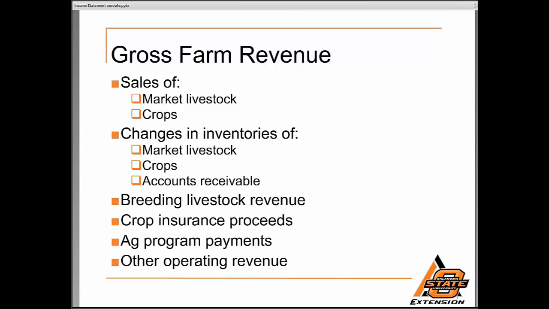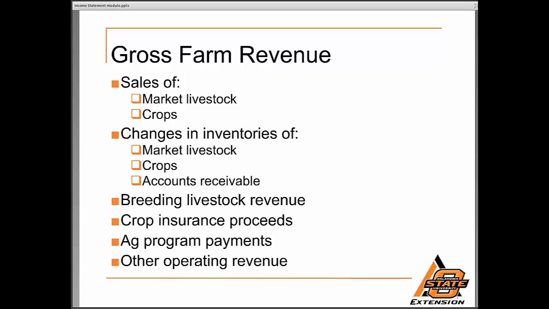To compute gross farm revenue, you will include all cash receipts from sales of market livestock, livestock products, and crops. On the accrual adjusted statement, you will include changes in inventories. Revenue from culling breeding livestock is included separately from market livestock.